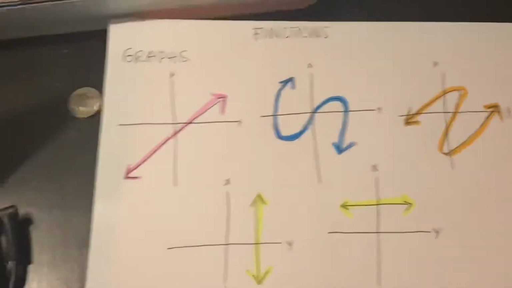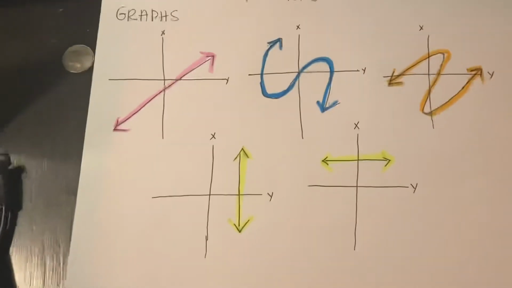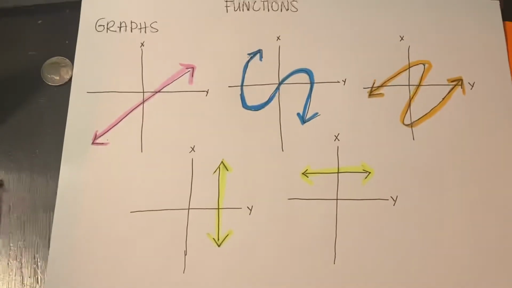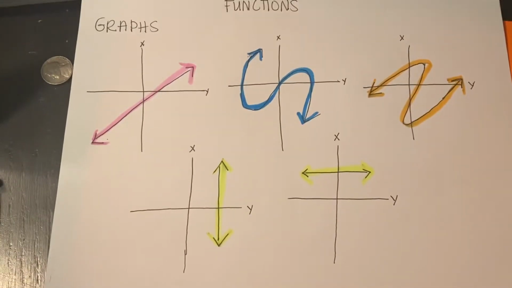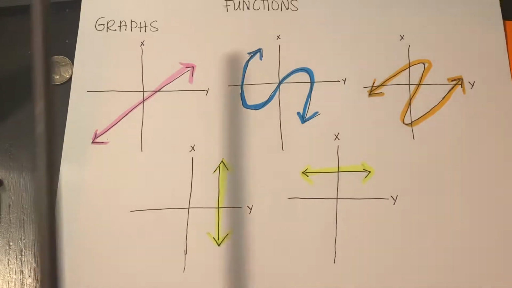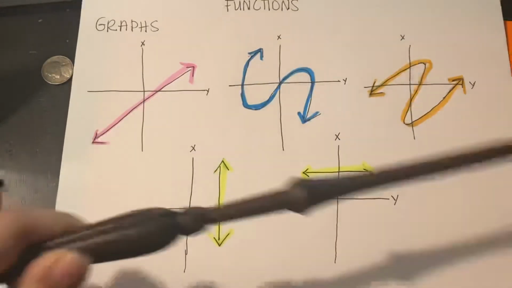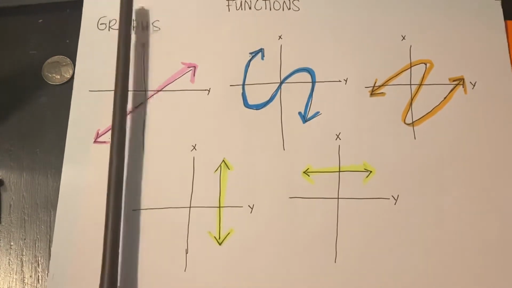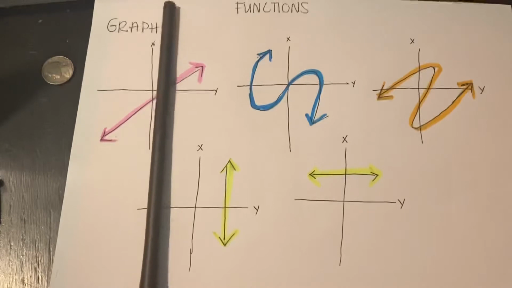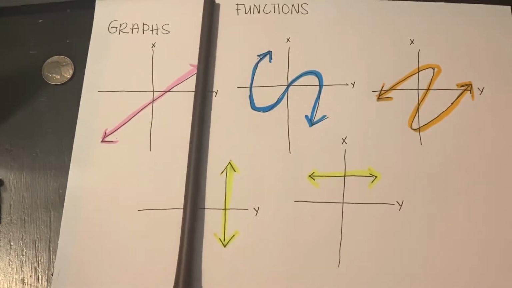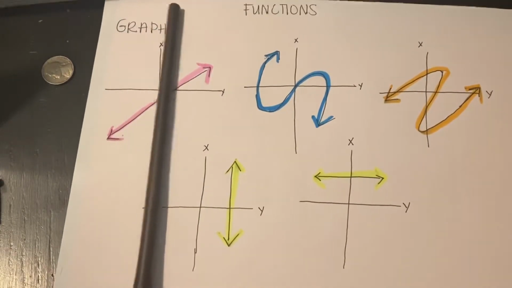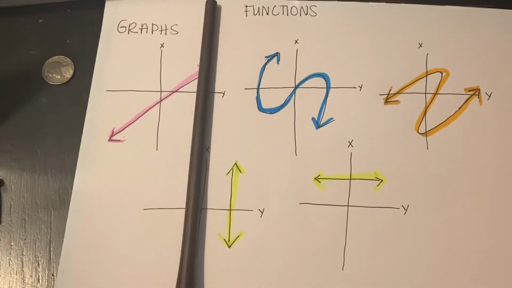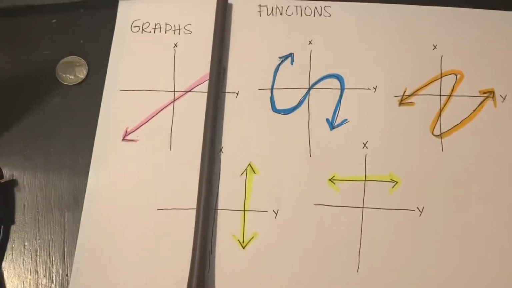So how we are going to determine whether or not something is a function is to determine whether or not there is only one variable for x. So we know that x goes up and down. I'm going to use my Luna Lovegood wand. We know that x goes up and down on a graph. So what we would have to do is move all the way across the graph to determine that there is only one point on that x line, okay? And that determines whether or not something is a function.